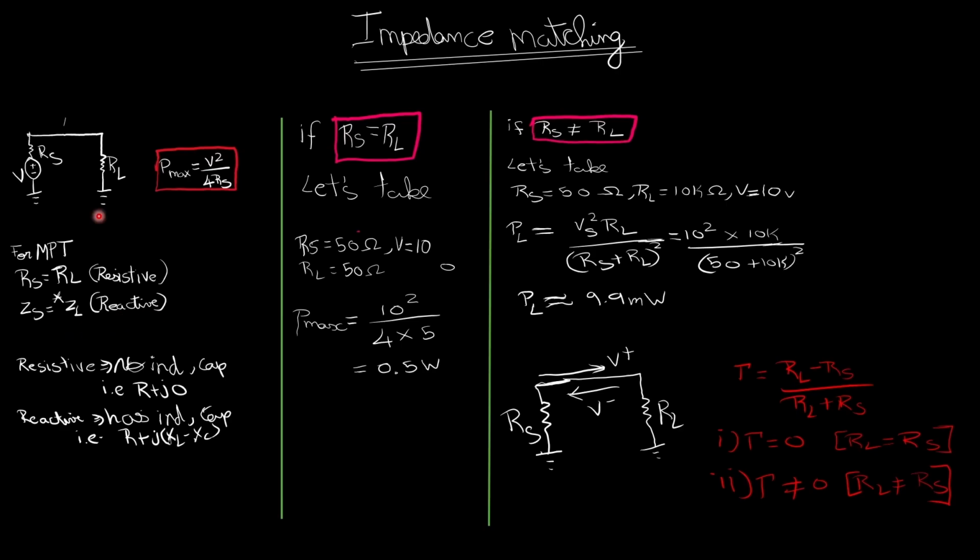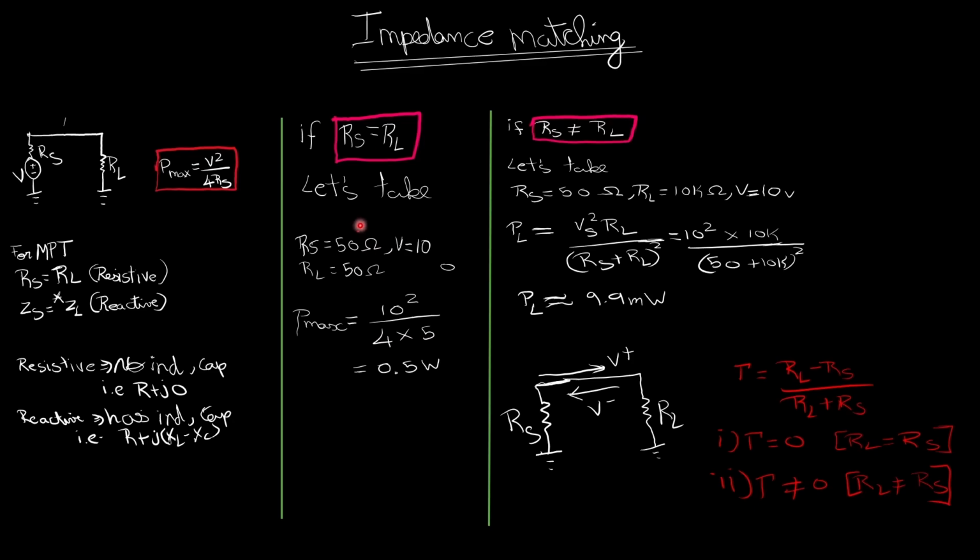Now let's understand this using a real life analogy. Imagine two people carrying water buckets. One person is pouring water into another bucket. If both buckets are of similar size, almost all the water gets transferred smoothly. But if one bucket is extremely small and the other extremely large, the transfer becomes inefficient. Similarly, when source and load impedance are matched, power transfers efficiently. When they are mismatched, power transfer is reduced.